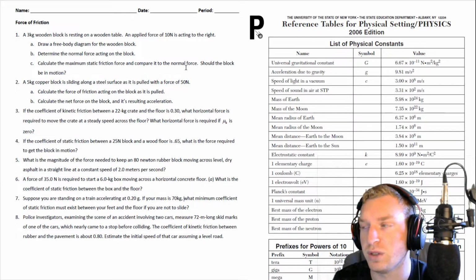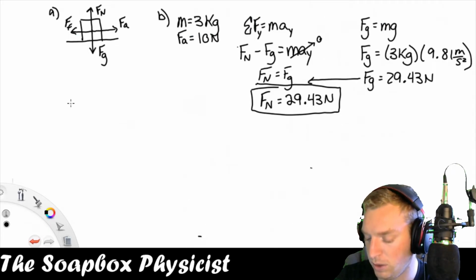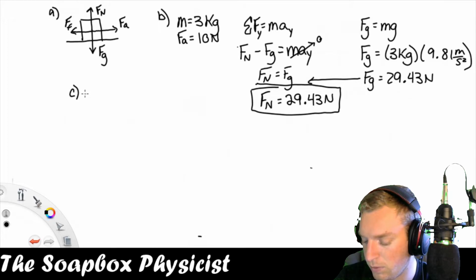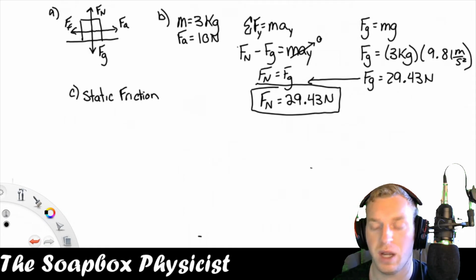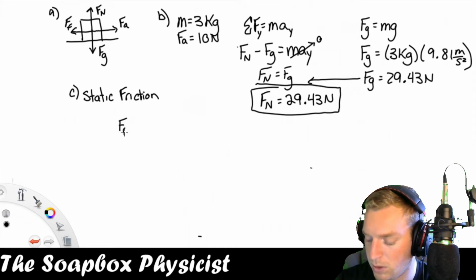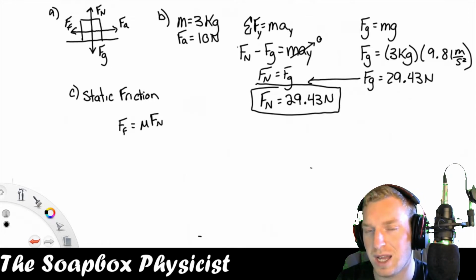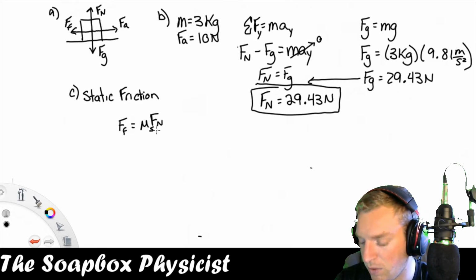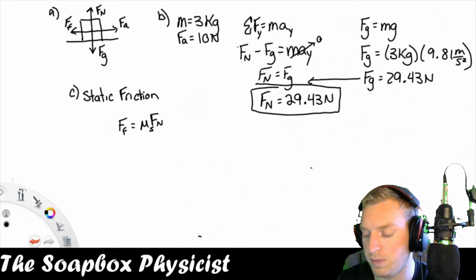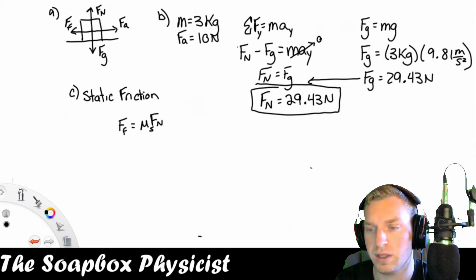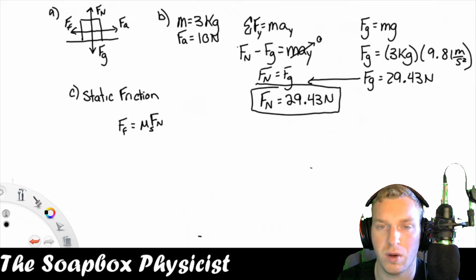calculate the maximum static friction force and compare it to the normal force, and then should the block be in motion. So we are looking for static friction. So we're going to find the force of friction, which is equal to mu times force normal. Now this box is not in motion, so we could say that this is static coefficient of friction, mu sub s, force normal. And so you might think to yourself, Mr. P, how do we know the coefficient of friction?